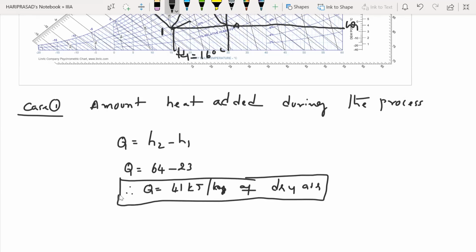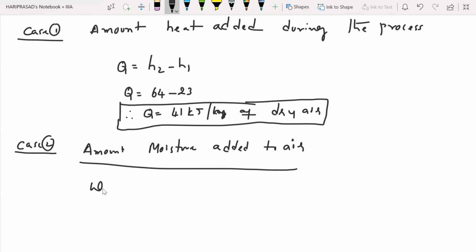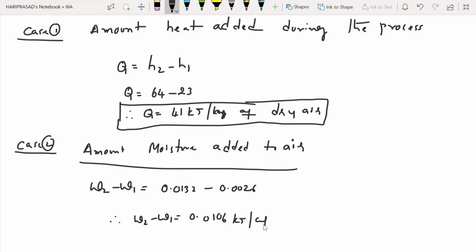Next, case 2 is the amount of moisture added to the air during the process. That is given as omega 2 minus omega 1, the specific humidity at point 2 minus point 1. So the value will be 0.0132 minus, at point 1, the value of 0.0026. Therefore, the moisture added, omega 2 minus omega 1, will be around 0.0106 kg per kg of dry air.